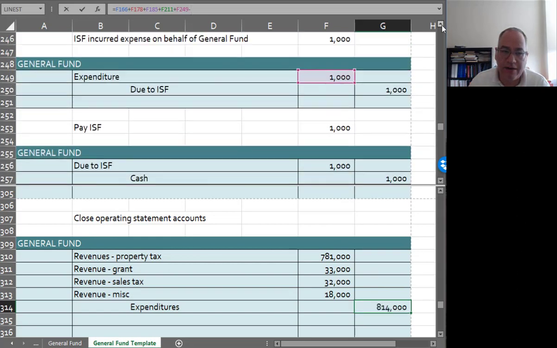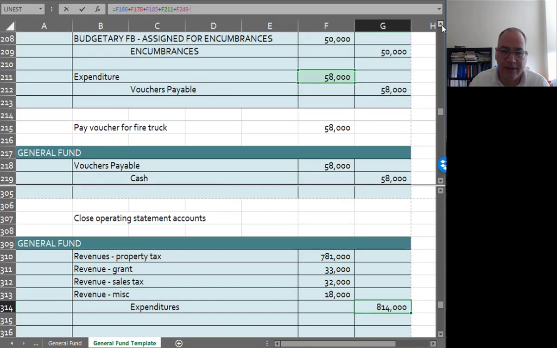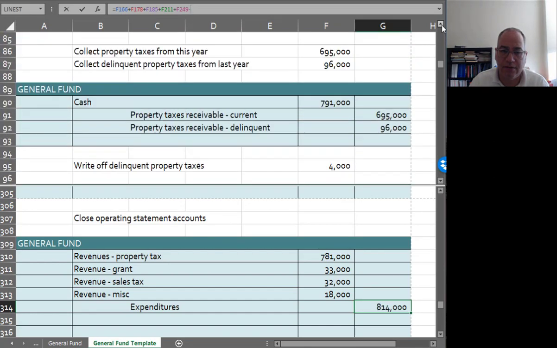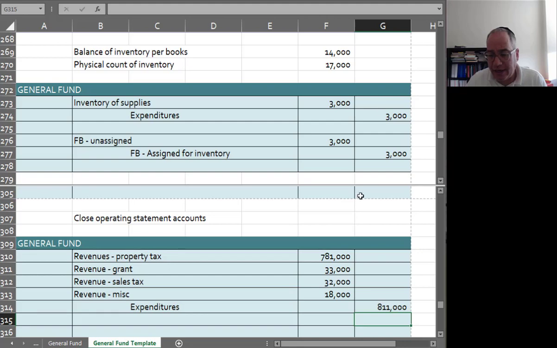It's really nice if you have a real general ledger, right? And then you don't have to do this manually. Where's the supplies? There it is with adjusting entries of $3,000. So I got to take that off. It's 811,000 is expenditures. Then I have my other financing uses.